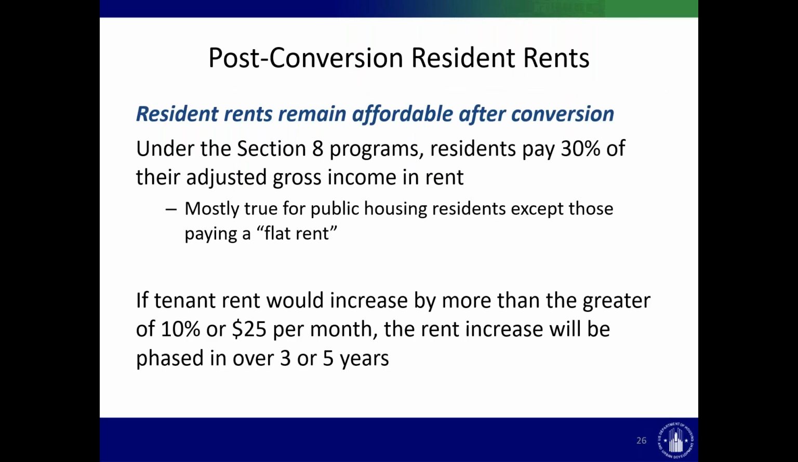Post-conversion resident rents. Resident rents remain affordable after conversion, and most rents will not change at all. In Section 8, residents pay 30% of their adjusted gross income. If a public housing resident is paying a flat rent at the time of the RAD conversion, their rent will instead be calculated as 30% of their income. If the rent will increase by more than the greater of 10% or $25 per month, the increase will be phased in over 3 or 5 years. Residents must be provided notice of the rent phase-in prior to the conversion.